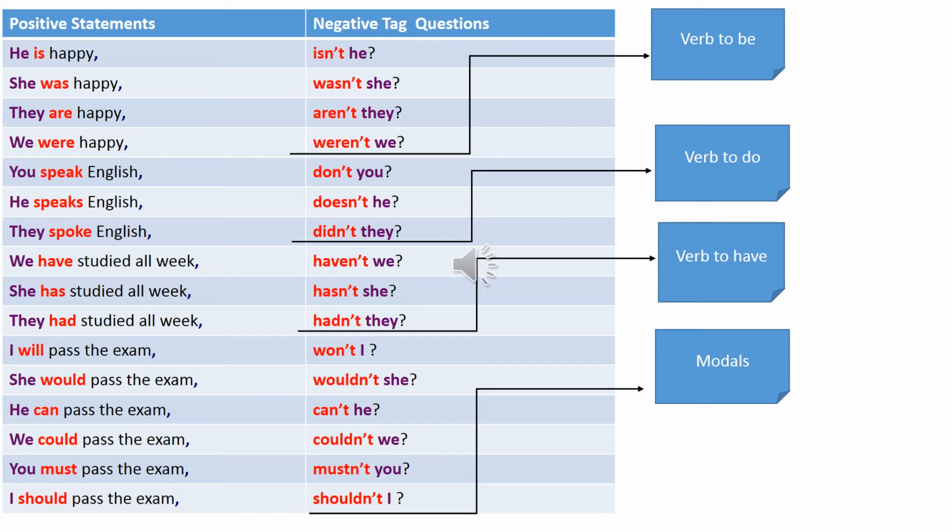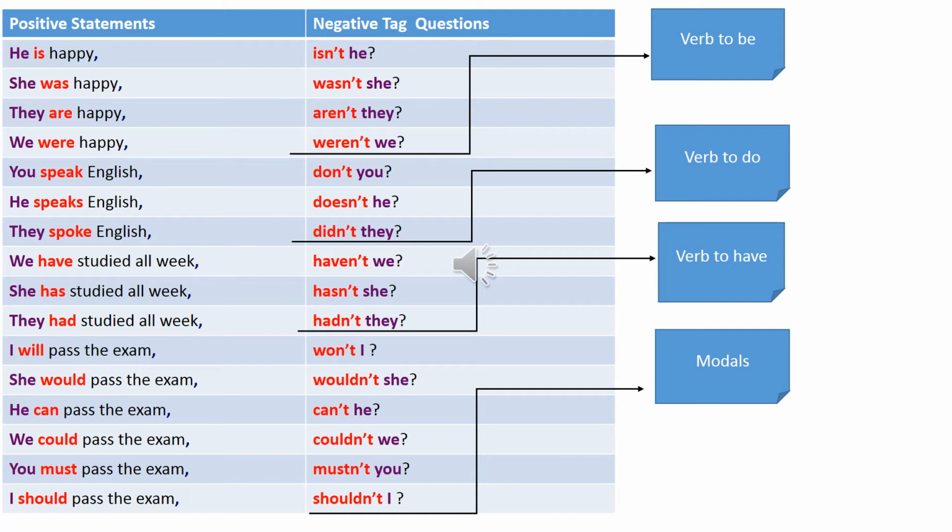Because we know that after do, does, did, and their negatives don't, doesn't, and didn't, we use the verb in the first form, verb 1, infinitive, just the base form. They spoke English. Didn't they? And we know that do, negative don't; does, negative doesn't; did, negative didn't. These are from a family that is called verb to do.